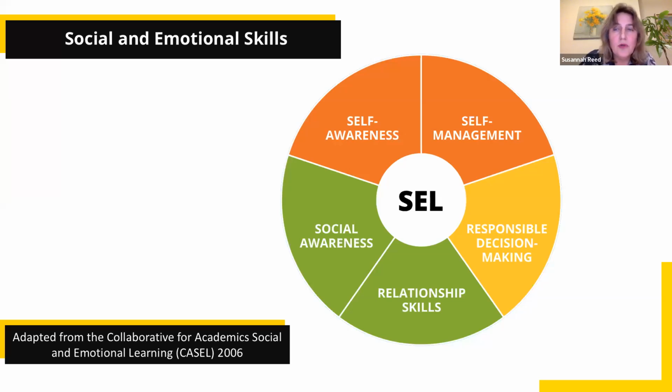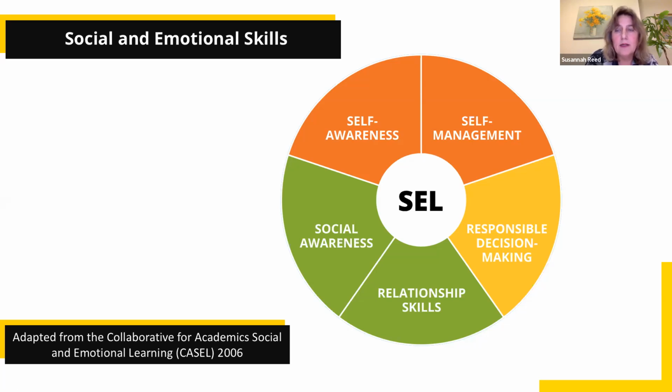And CASEL.org, which is the Collaborative for Academics, Social and Emotional Learning, defines these skills within 5 competencies which overlap. So there's self-awareness, being able to recognize your own emotions and thoughts and how they influence your behavior and having a positive mindset. Self-management, being able to deal with these emotions and thoughts effectively, how to manage stress and persevere when things are difficult. Social awareness, being able to understand others from different backgrounds and appreciate the role of others in society, family, school, community, and that's the local community and the global community.